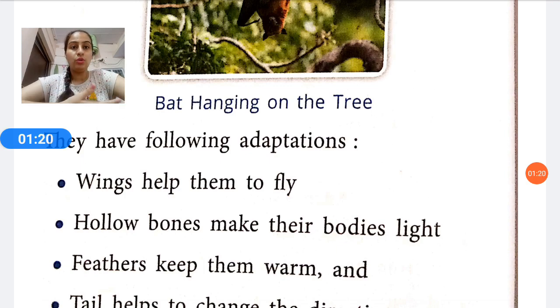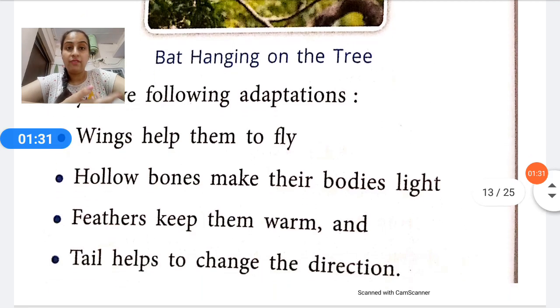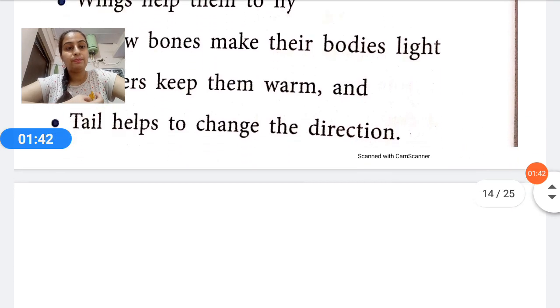Wings, पंख जो होते हैं. Hollow bones make their bodies light. They are having very light weight. Their bones are very light so that they are able to fly. Feathers keep them warm. And tails help them to change the direction. How they are able to change the direction? It is because of the tails that they are having.